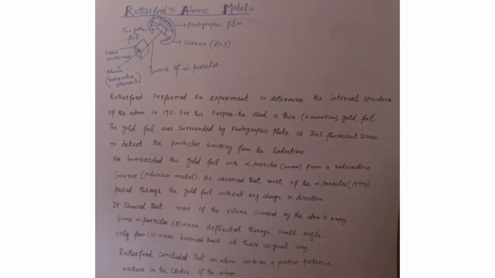So Rutherford bombarded these alpha particles onto the gold foil. Roughly 20,000 alpha particles were taken from a radioactive source, that is polonium metal. He observed that most of the alpha particles, 9,990 particles, pass through the gold foil without any change in direction. These particles, the maximum number, cannot change their directions, and they pass directly through the gold foil.